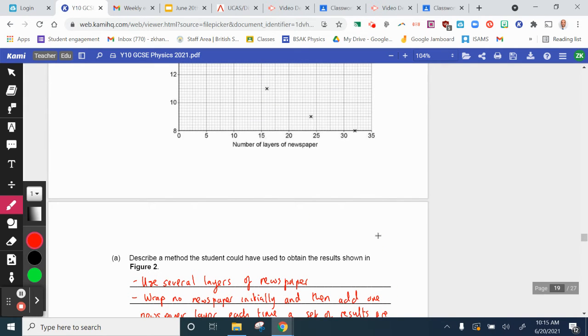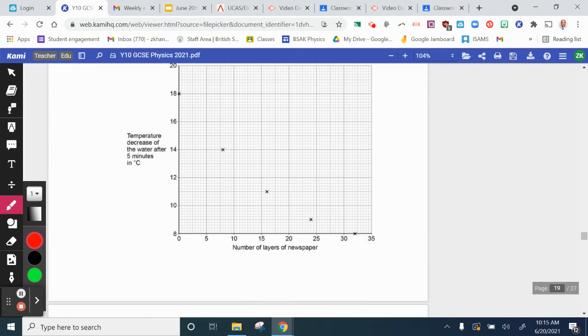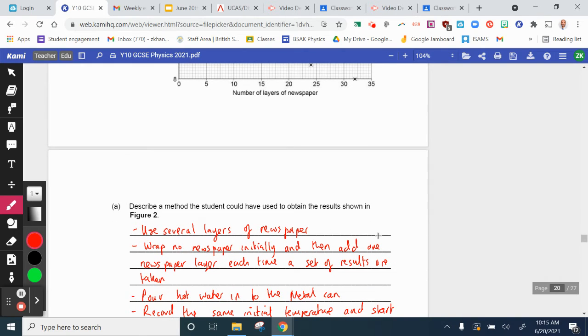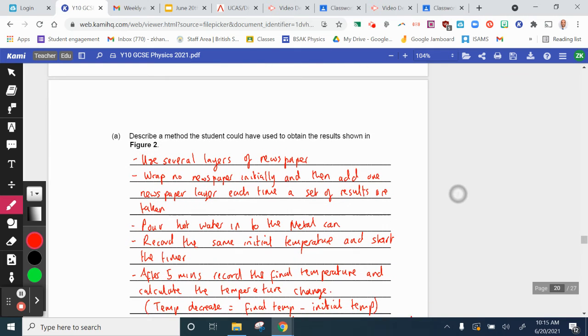Beginning, we had no newspaper for our first result. So wrap no newspaper initially, and then add 1 newspaper layer each time a set of results are taken, or maybe 5 layers at a time. It's up to you. We pour the hot water into the metal can.